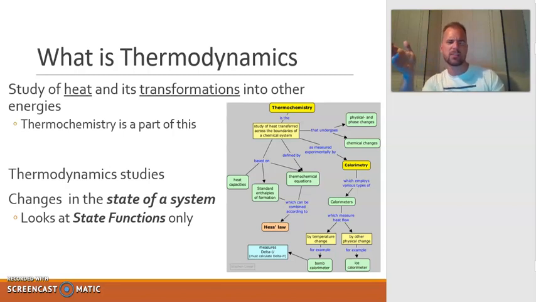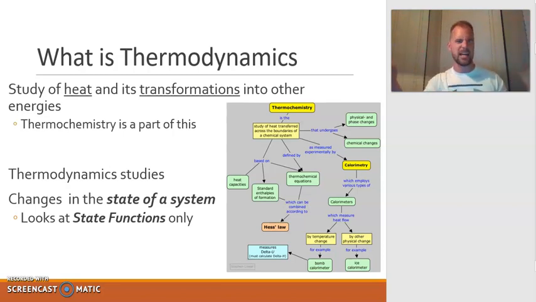But what is thermodynamics? Thermodynamics is very simply the study of heat and its transformations into other types of energies. We will provide an example of that later. But thermodynamics essentially just looks at and studies how energy transfers from one type to another.